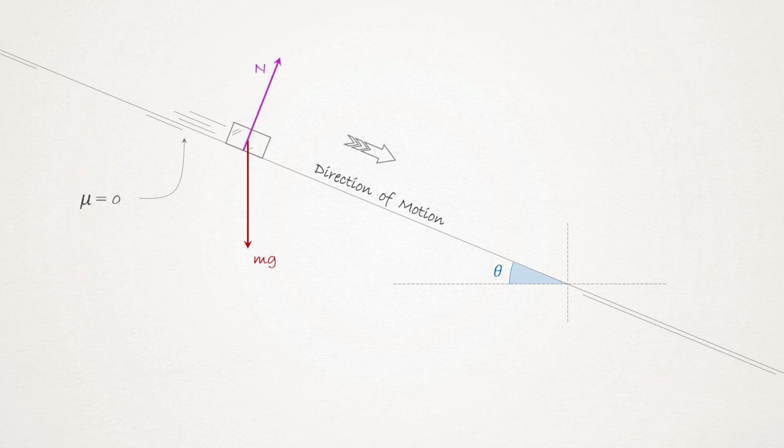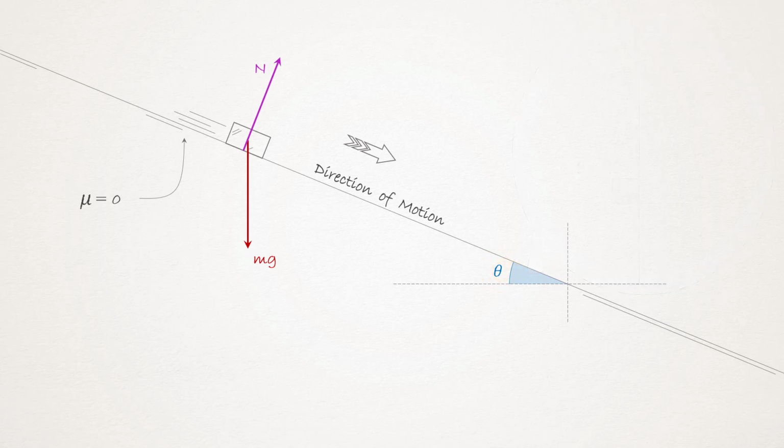Obviously, from our experience with the real world, we know that the acceleration of this object must depend on the angle of inclination. No inclination, no motion. Some inclination, and it will move. And once the inclination is 90 degrees, then it becomes a case of free fall.